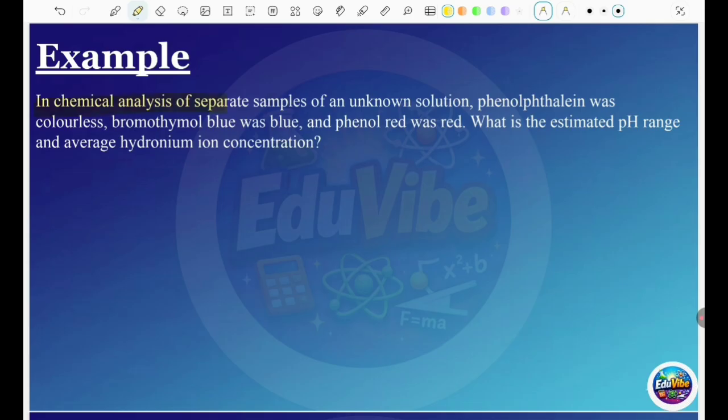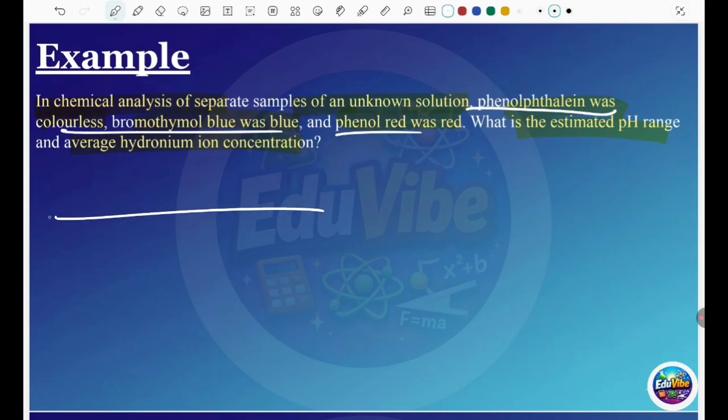In this, the chemical analysis of a substance, samples of an unknown solution: phenolphthalein was colorless, bromothymol blue was blue, phenol red was red. Estimate the pH range and average hydronium ion concentration. What is the difference between the pH range and the hydronium concentration range? I will tell you after that. But firstly, what indicators have they given us? They have given us phenolphthalein, bromothymol blue, and phenol red.